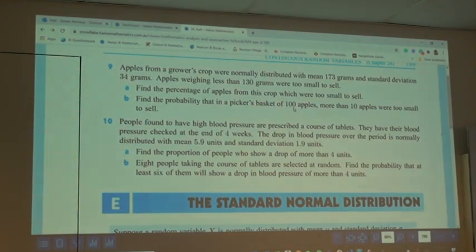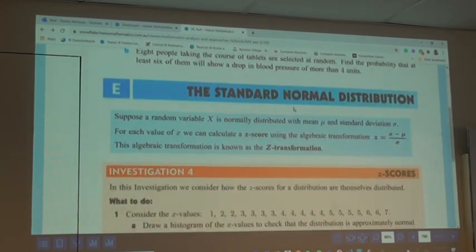Okay, I've also sent that to the WeChat. When we come back from our 5-minute break, we will do the standard normal distribution, starting with this investigation. Okay, so let's go for break.